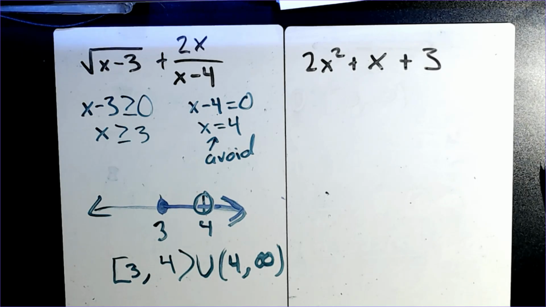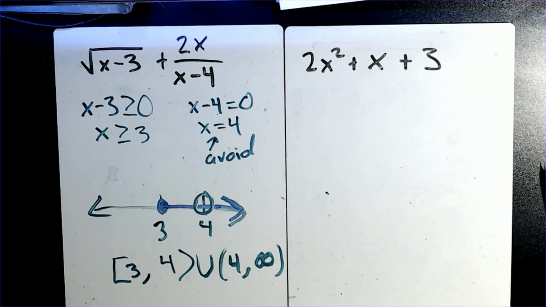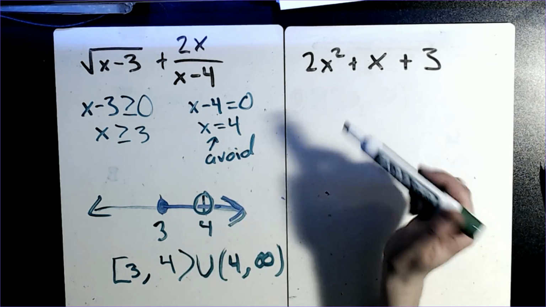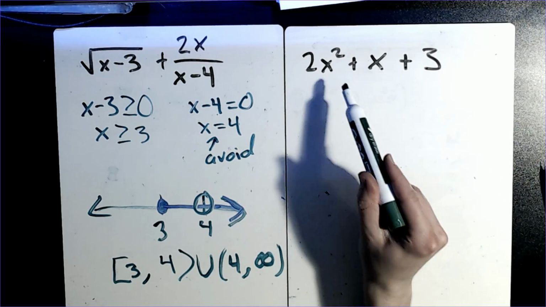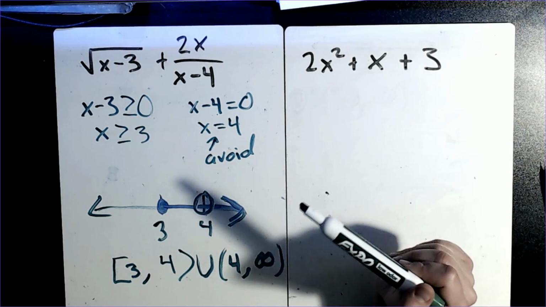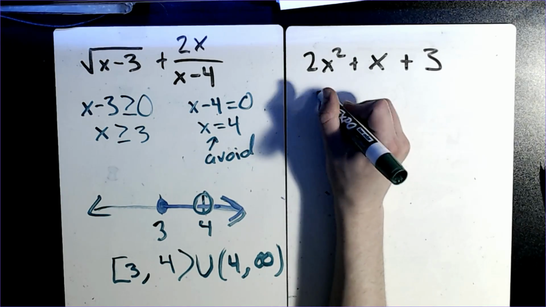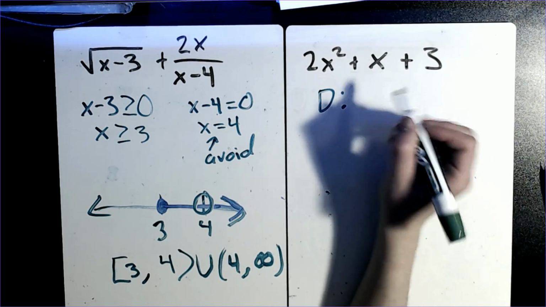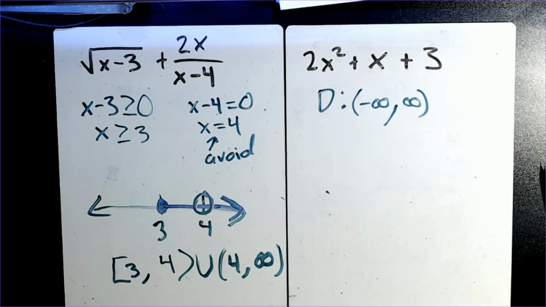A simpler one to do real fast: if you have 2x squared plus x plus 3, notice there are no fractions in here, no square roots, so there's nothing that's going to break this function. At any x you can plug in there, it works just fine. So the domain on that one is any real number, from negative infinity up to infinity.